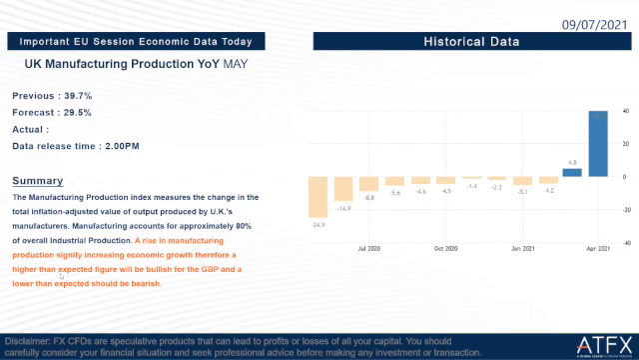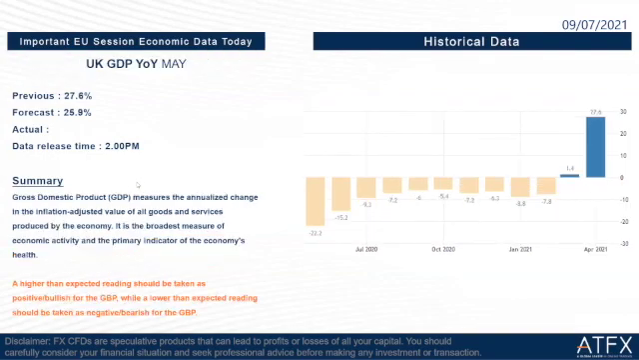Therefore, a higher than expected figure will be bullish for the GBP, while a lower than expected figure should be bearish for the GBP. Okay, now the last of the important economic data in the EU section today is the UK GDP yearly May. The previous is 27.6%. The forecast is 25.9%. The data release time is still at 2 o'clock today.